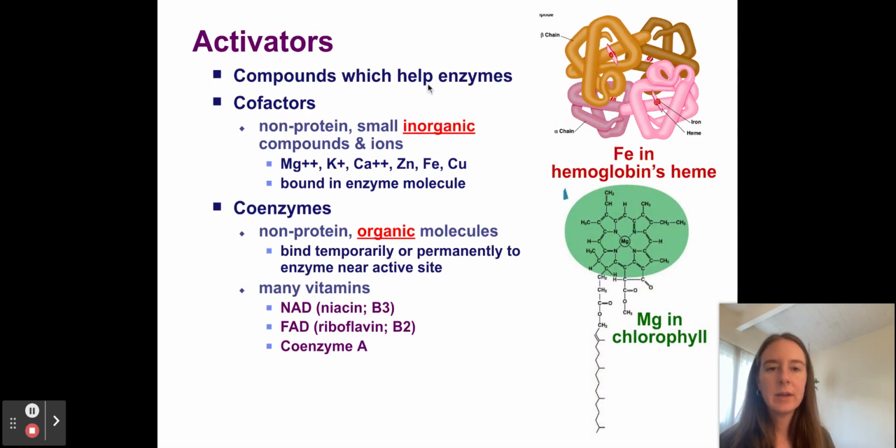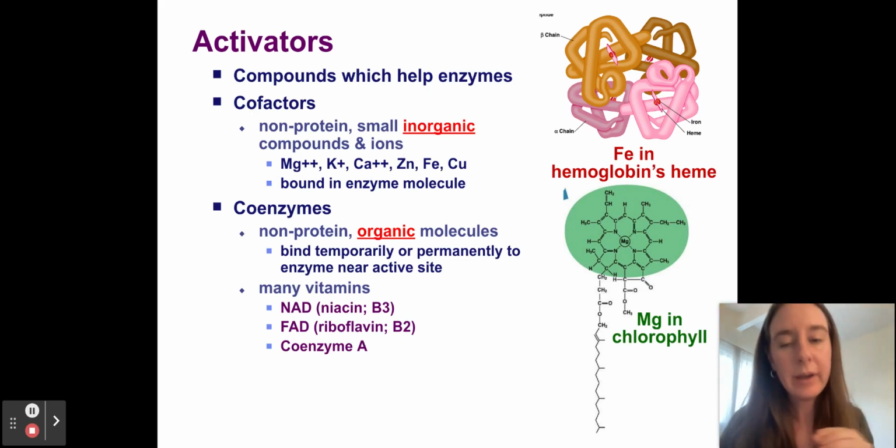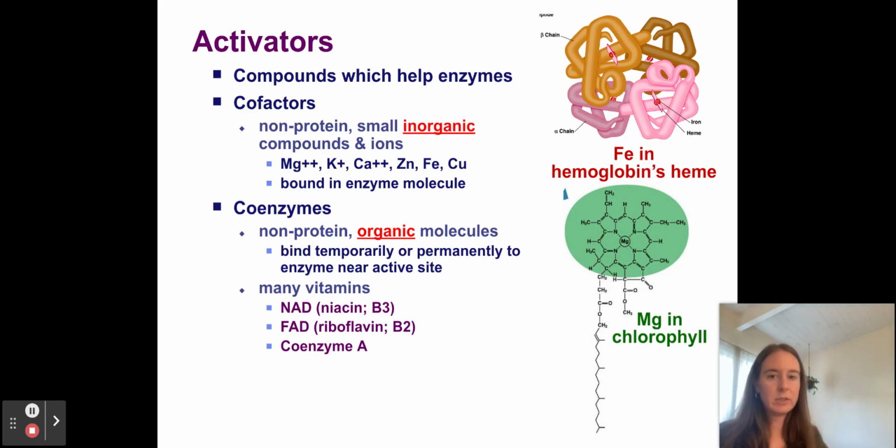Okay, now let's look again at these activators. Again, they're compounds that help enzymes turn on. Now there's a couple different types of activators. So the first type is called a cofactor. This is not a protein, it's something different than a protein, but it's found within proteins. And these are small inorganic compounds or ions. So, for example, if you were to have an enzyme with magnesium 2 plus, potassium, calcium, zinc, iron, or copper, these are ions. They're small atoms that are charged. These are ions. They're bound in an enzyme molecule.